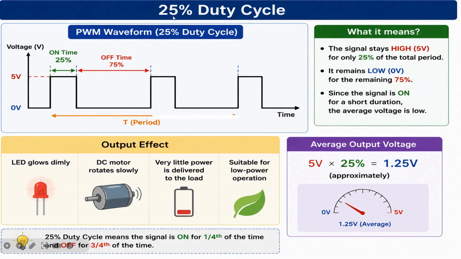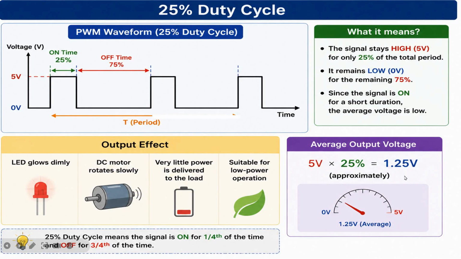So here you have the 25% duty cycle, where it is on for 25% of the period, and the output effect is like this. The LED will glow dimly, the DC motor will rotate slowly, and very little power is delivered to the load. This is suitable for low power operation. Fine. So here it is on for 25% of the period, and for the remaining 75% it is low.